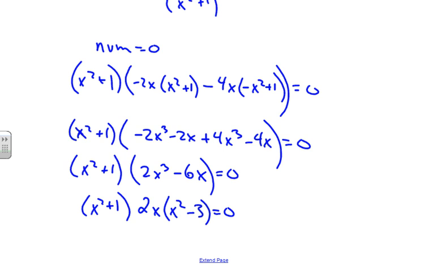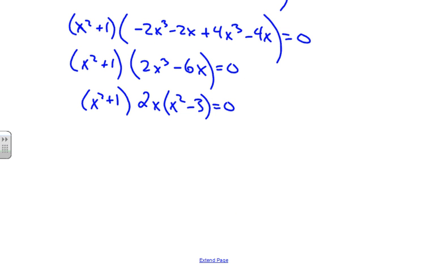All right, now, look at this. Where are my zeros? I got a 0 here at x equals 0, and also that part. We got plus or minus the square root of 3. All right, so from here, after we find our critical points, now we're going to do a sign chart.